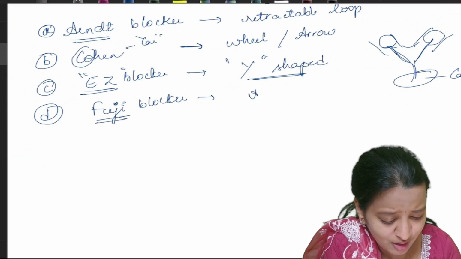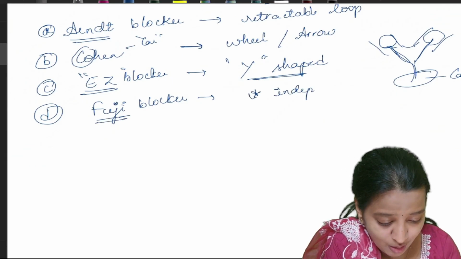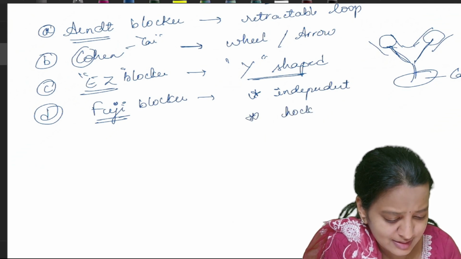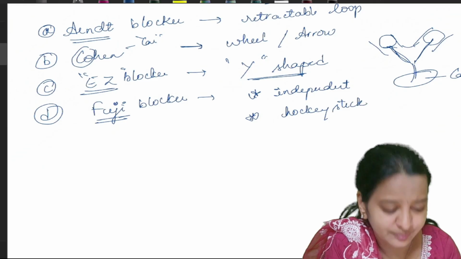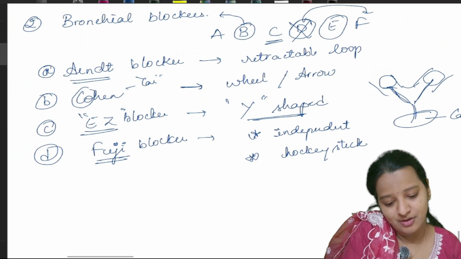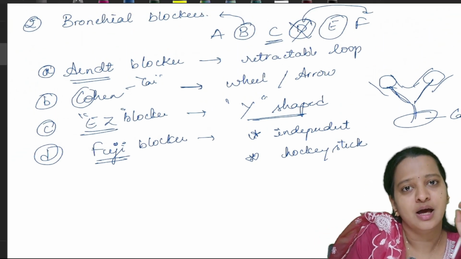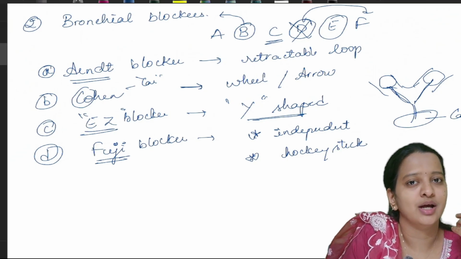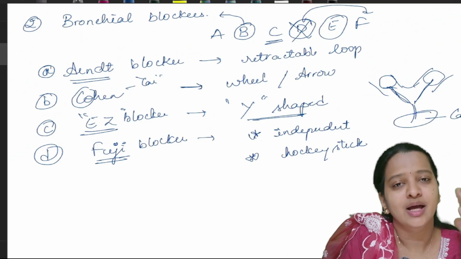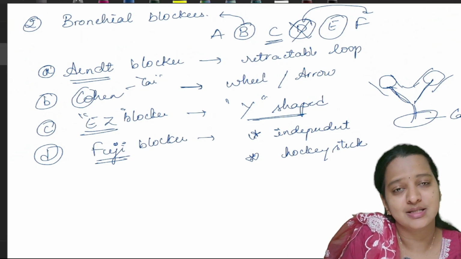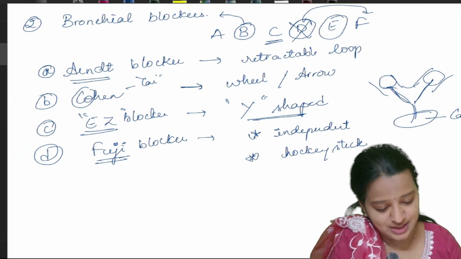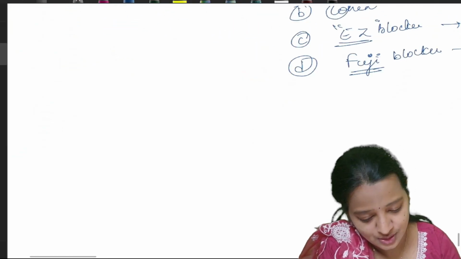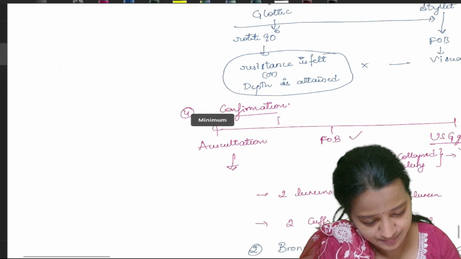Coming to Fuji blocker, it is an independent blocker and it is like a hockey stick. So this is about the four bronchial blockers. And the retractable loop: Cohen, you will remember car, so that it has a wheel and an arrow. EZ, you'll go for another letter, it is Y-shaped. And Fuji is a hockey stick. Okay, so let us see the diagrams of this.